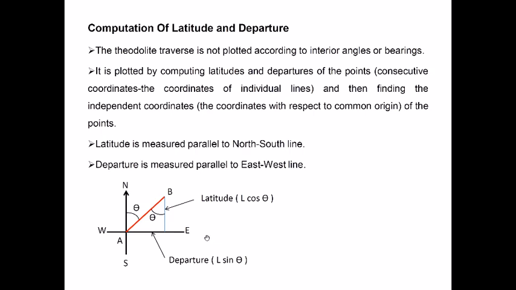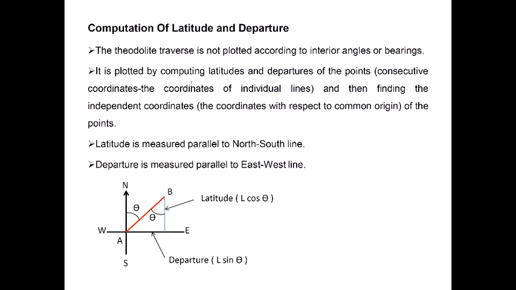Now, let's see the whole process again. The first step is that you have to find out the latitude and departure. And if the theodolite traverse is not plotted according to interior angles or bearings, that means it must be plotted according to azimuths. If it is done in bearings, you can still use this method. If it is plotted by interior angles, you can still use that method by first calculating the azimuths or bearings, or setting one direction as reference and then taking all the angles in reference to the same reference direction. So it will work.